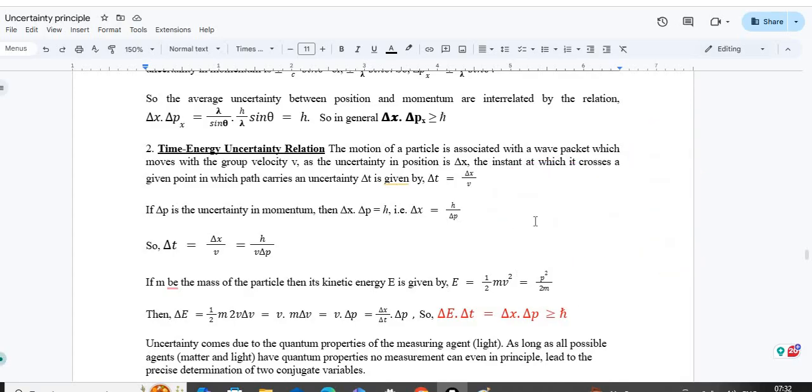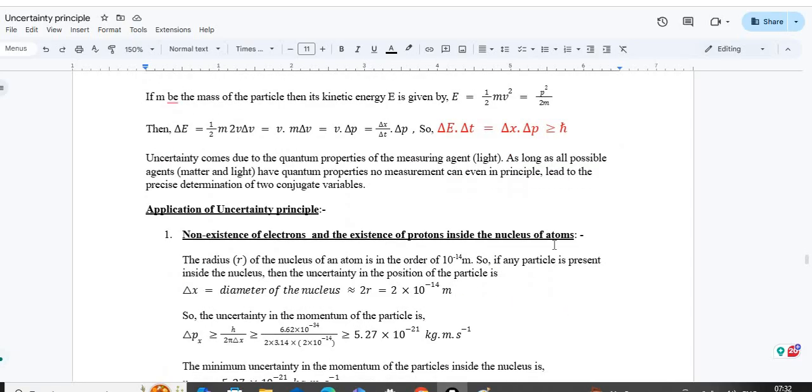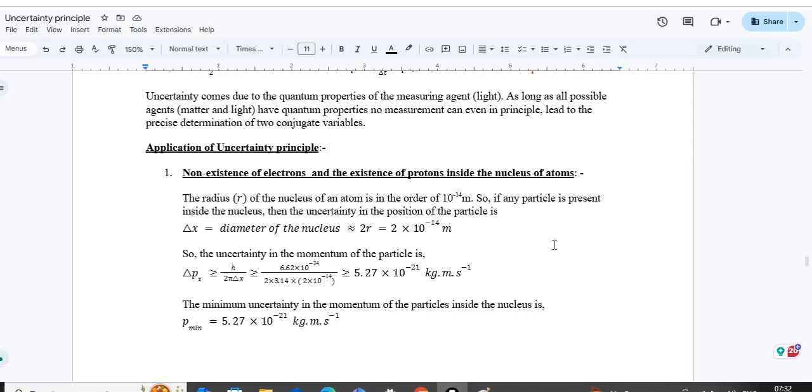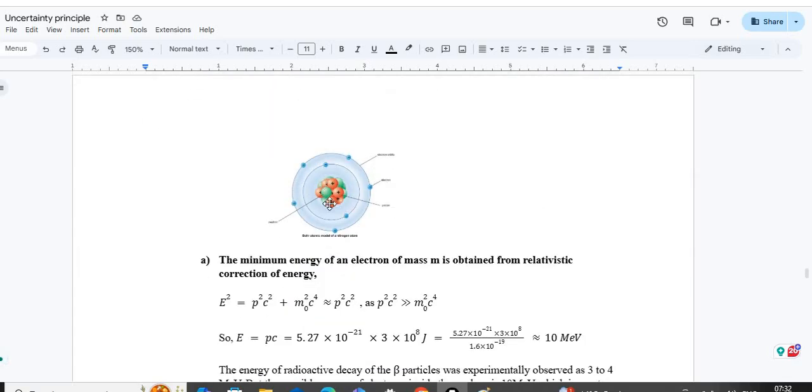Now we will check what are the applications of the uncertainty principle. For that case we are going to try to solve some simple problems in the atomic world. So a simple question comes: for the non-existence of electrons inside the nucleus, but the nucleons like protons and neutrons, they exist inside the nucleus. Why is this? Now to do this one, first we will consider the uncertainty in the position. Come to this particular picture.